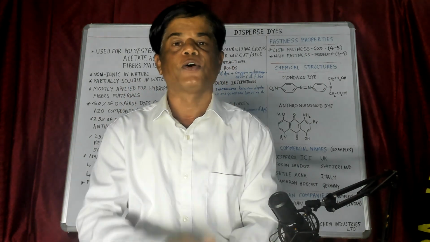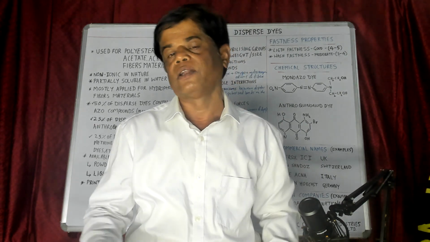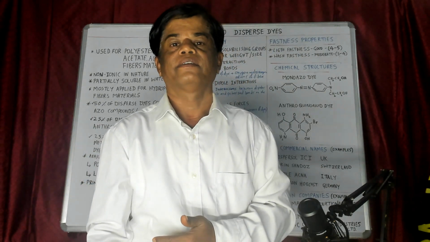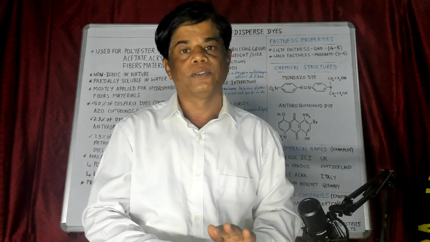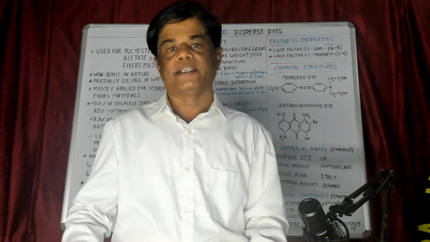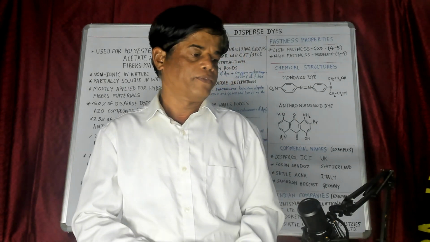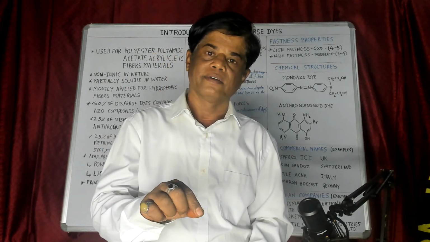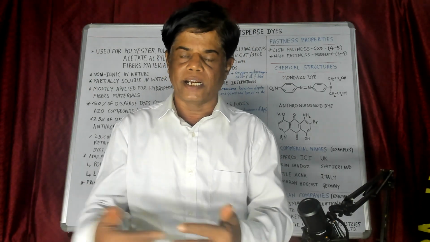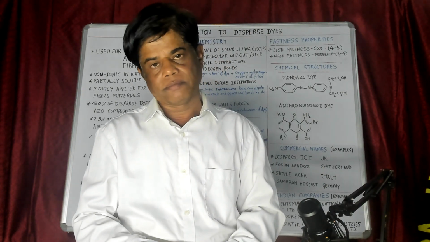If affinity is not there, then dyeing will not take place. How to create affinity? That is the base to make classes of dyes. For cotton cellulose material, vat dyes, direct dyes, and reactive dyes are used. So direct affinity, attraction, will be there, so the dye will be absorbed by the fiber.